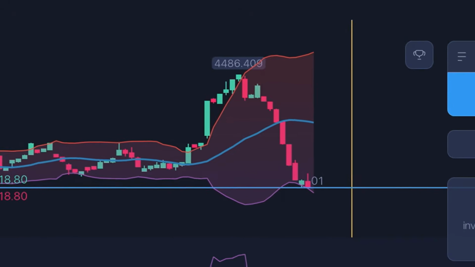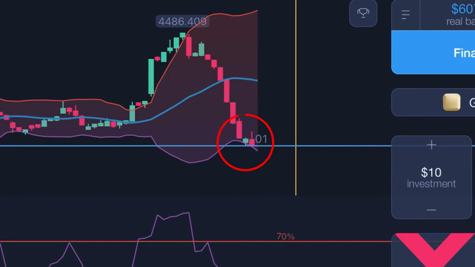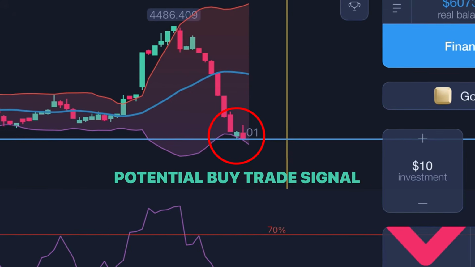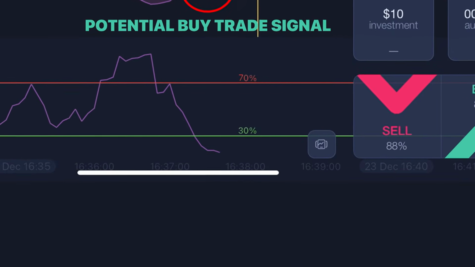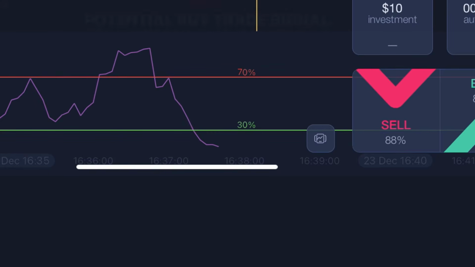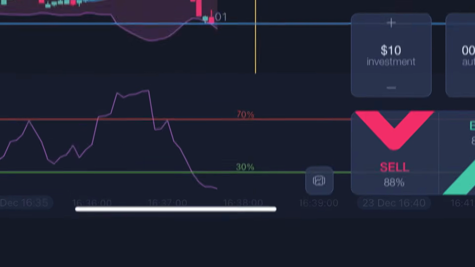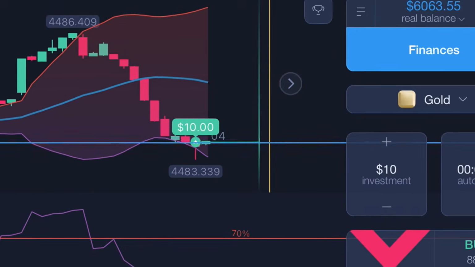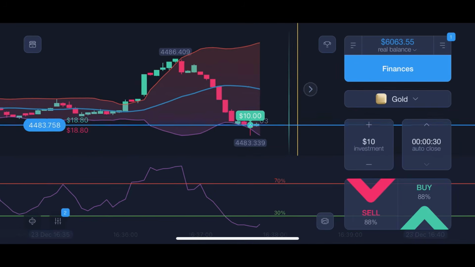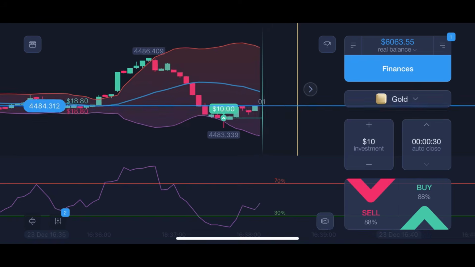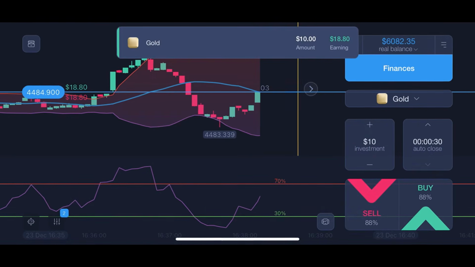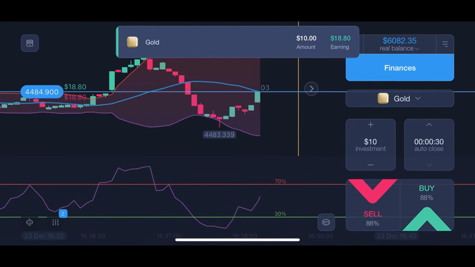Let's place another trade. Here, we can see the market has touched the bottom band, signaling a potential buy trade. If we look at the RSI indicator, we can see the market attempting to reverse below the 30% level. So I'll place a $10 buy trade right here. The market moved upwards just as expected, and we won that trade.